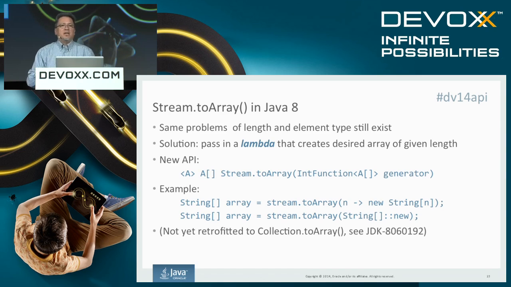And in fact, there's a variation here. The second line at the bottom is a variation using the constructor reference to the string array constructor. A little bit more concise than writing out a lambda. Now, we haven't yet gone back to the collection interface to add a toArray there. We have an enhancement request to do that. So that seems like something that's likely to get in.